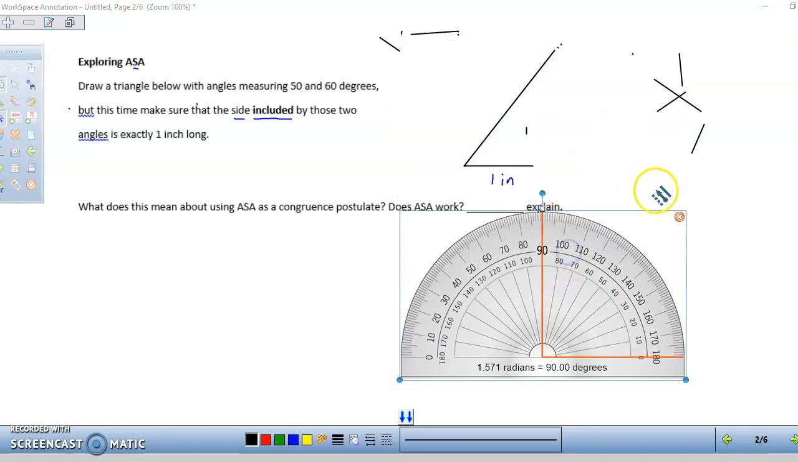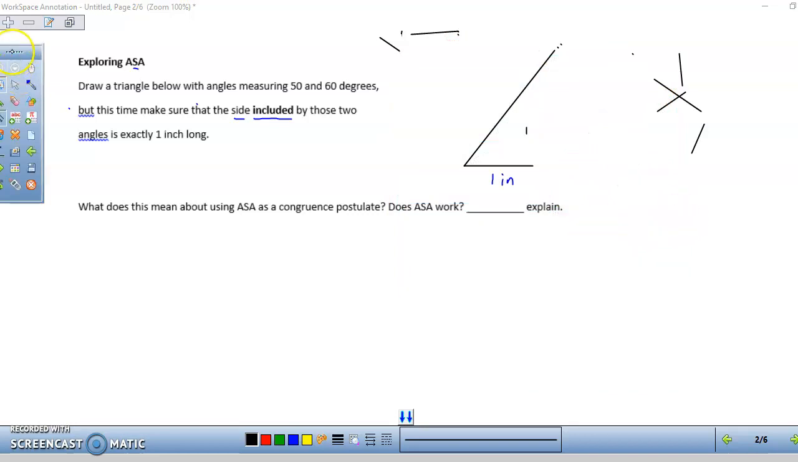Okay, well, I give up. The 60-degree angle is going to go right there from this point down. There we go. So that is a 60-degree angle.